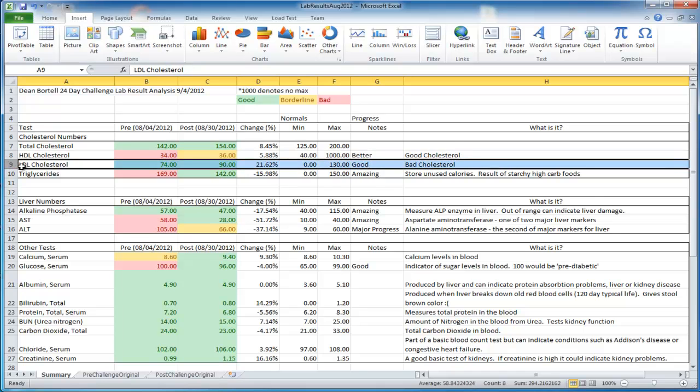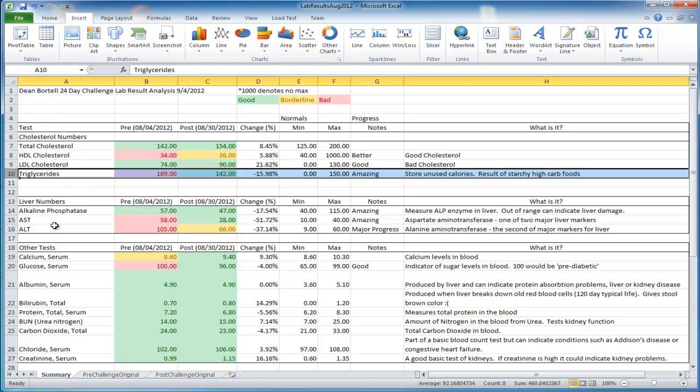Here again, we're great. Triglycerides. This is bad stuff. This is where our body stores unused calories. They say it results from really starchy foods, high carb foods. You know, there's been a lot of comedy made about it. You know, pork rinds and all these bad things that we eat on a daily basis.